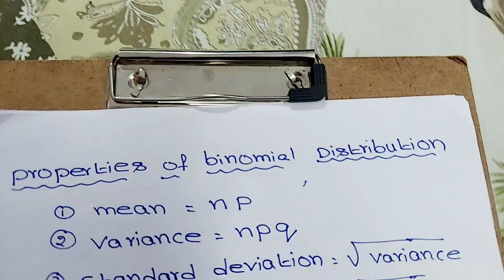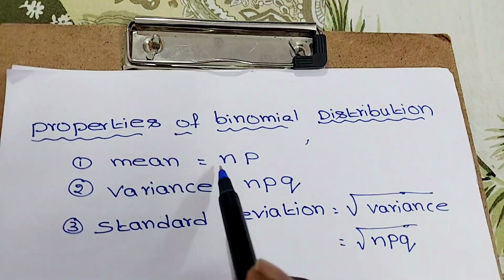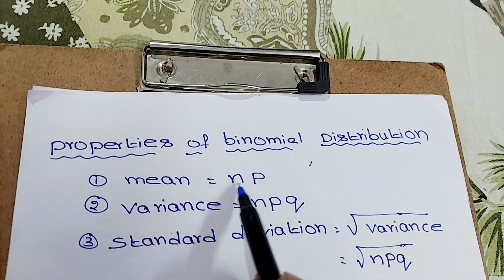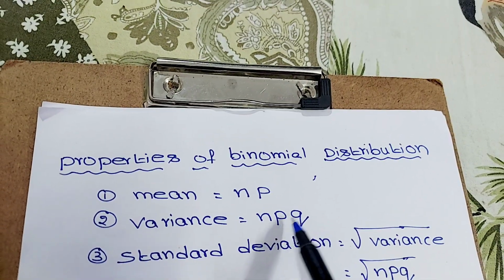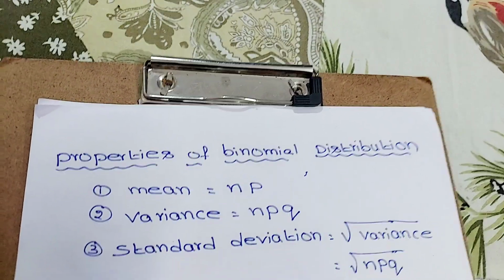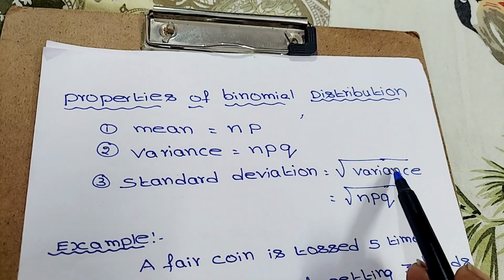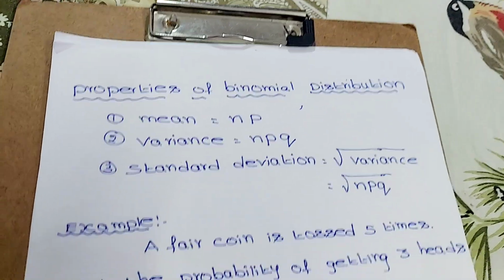Let's see the properties of binomial distribution. Three properties: mean equals n into P. Here n is the number of trials, P is the probability of success. Variance equals nPQ, where n is the number of trials, P is success, Q is failure. Next, standard deviation equals the square root of variance. Variance equals nPQ, so standard deviation equals the square root of nPQ.